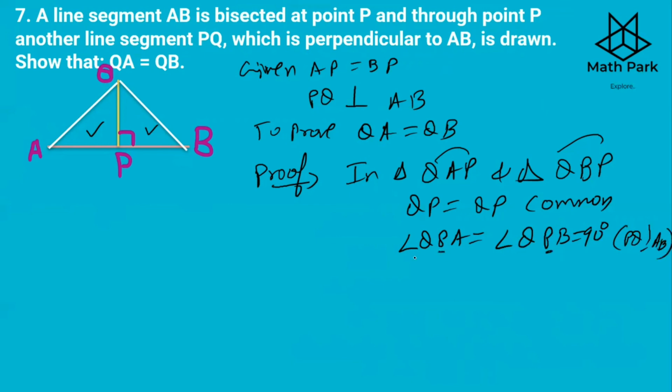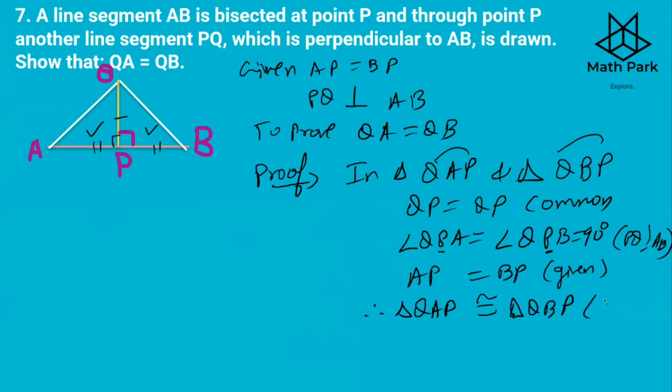So this has to come in between. The next thing given is AP is equal to BP. This is also given because P is the midpoint, because P is bisecting AB. So triangle QAP is congruent to triangle QBP by which congruence? Side, angle, side, by SAS. And therefore QA is equal to QB by CPCT, that is, corresponding parts of congruent triangles are always equal.